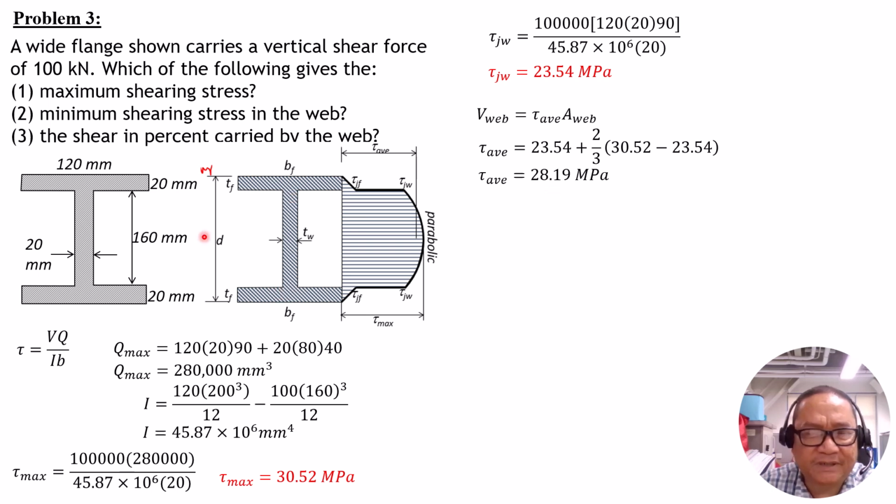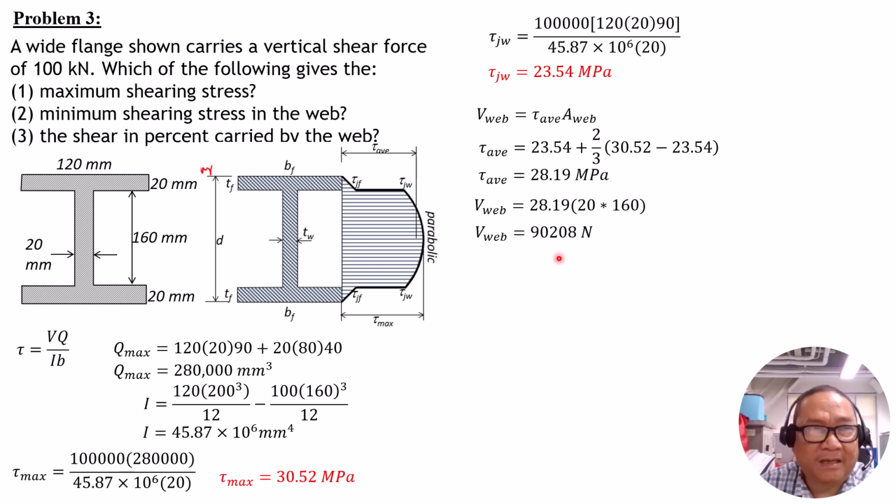So having known this, we multiply it by the area of the web. That's the shear force carried by the web alone. So shear carried by the web is equal to 28.19. The shear area is 20 times 160. And the shear carried by the web is 90,208 newtons.